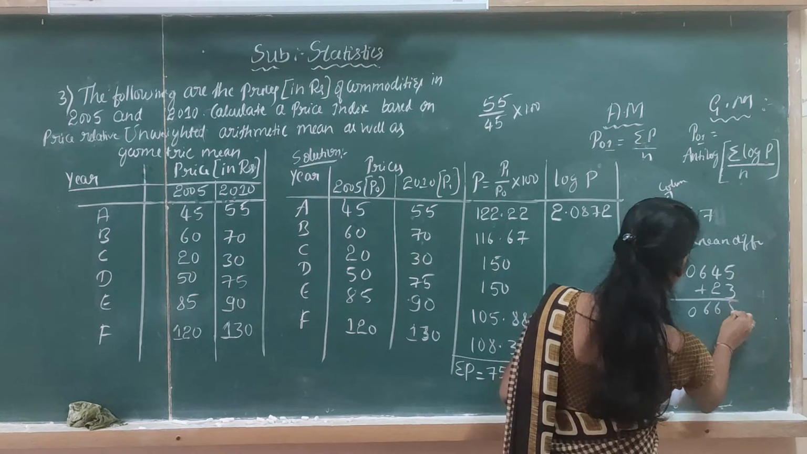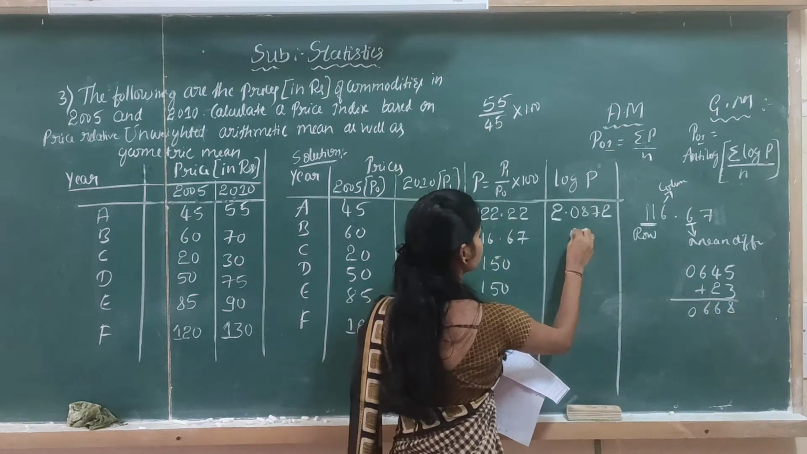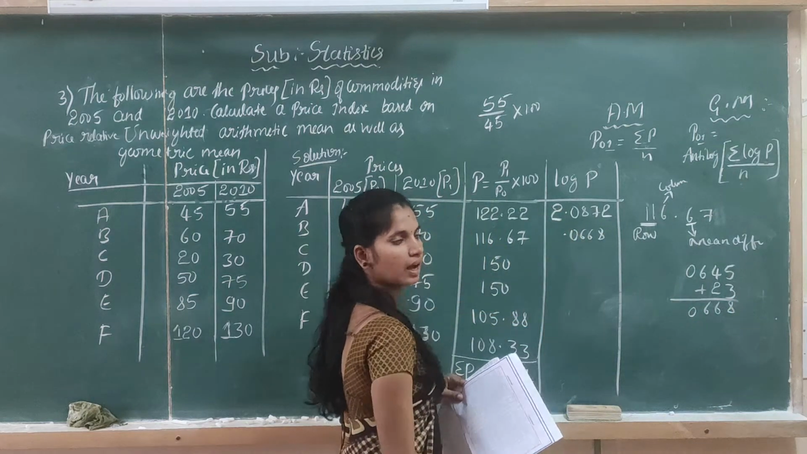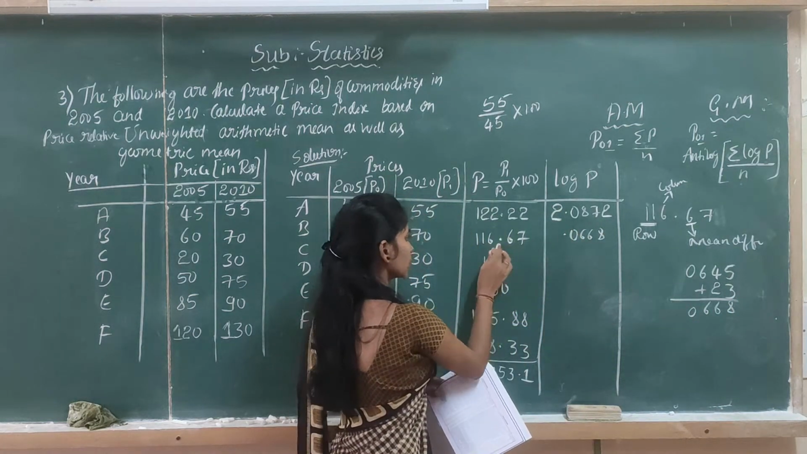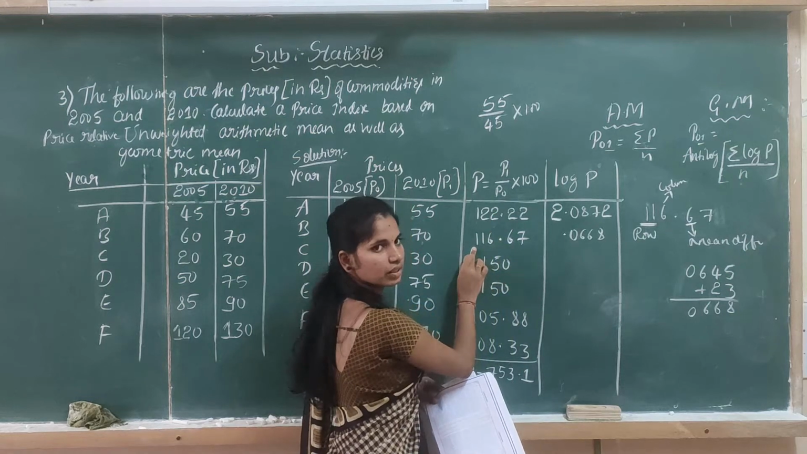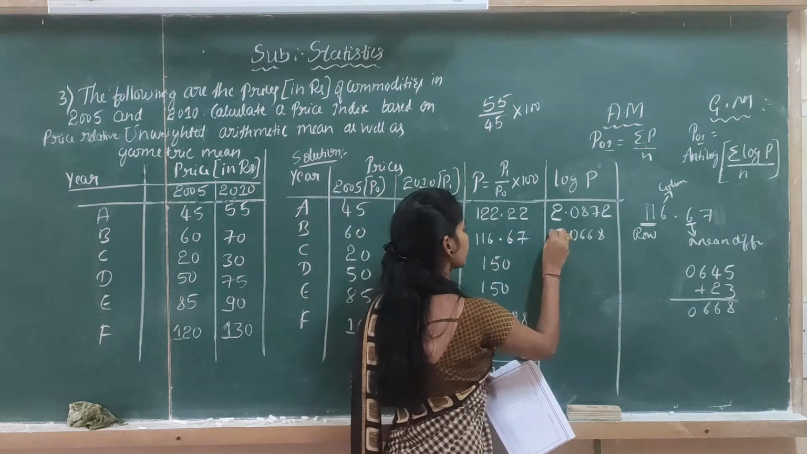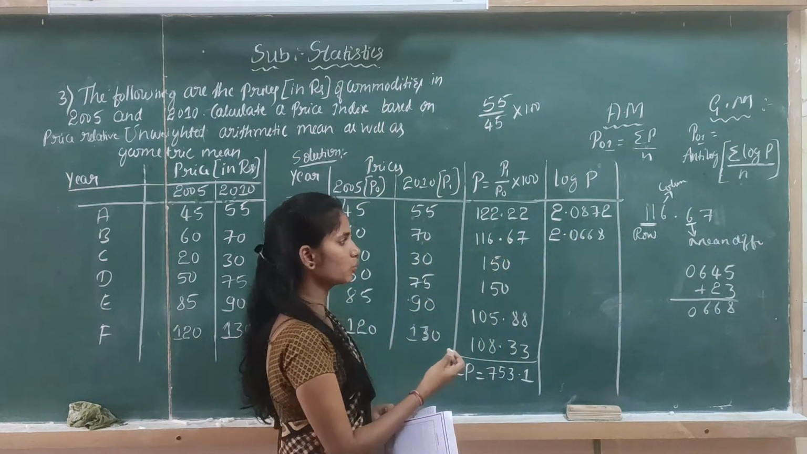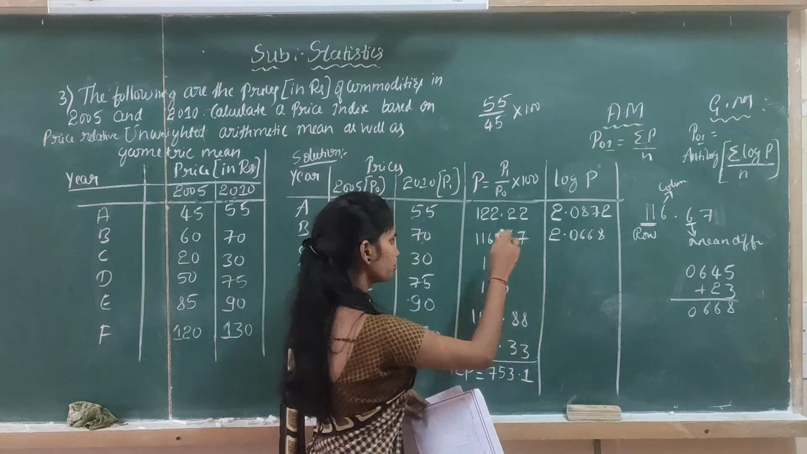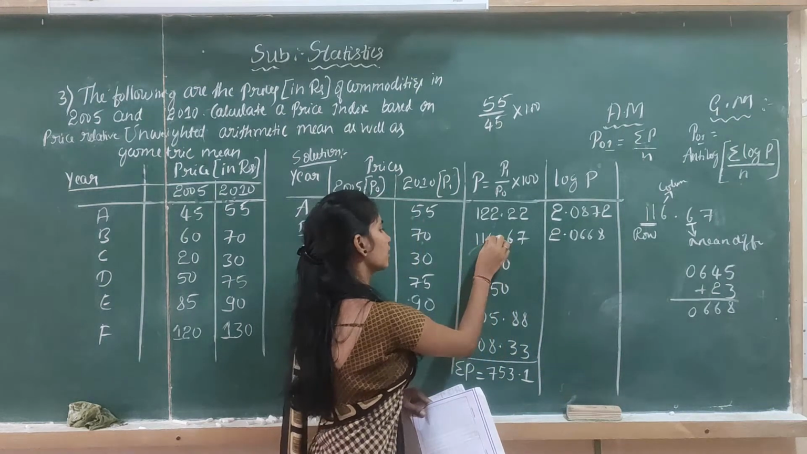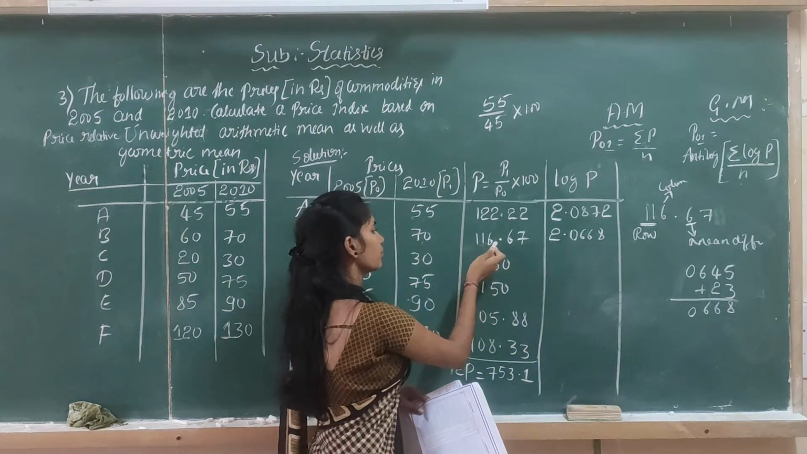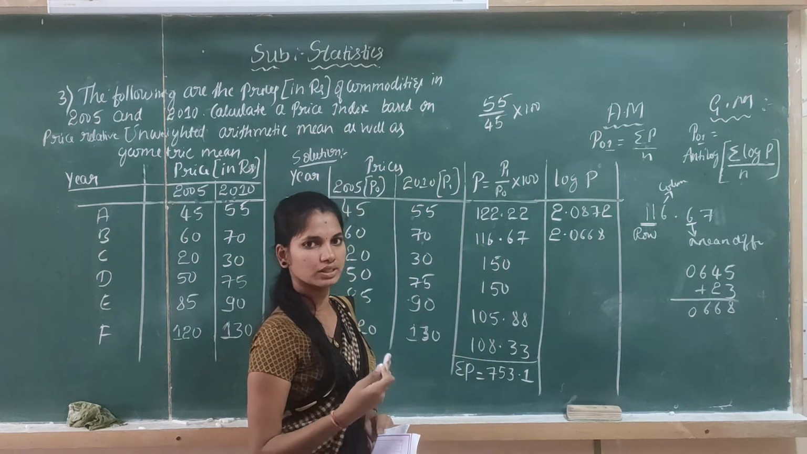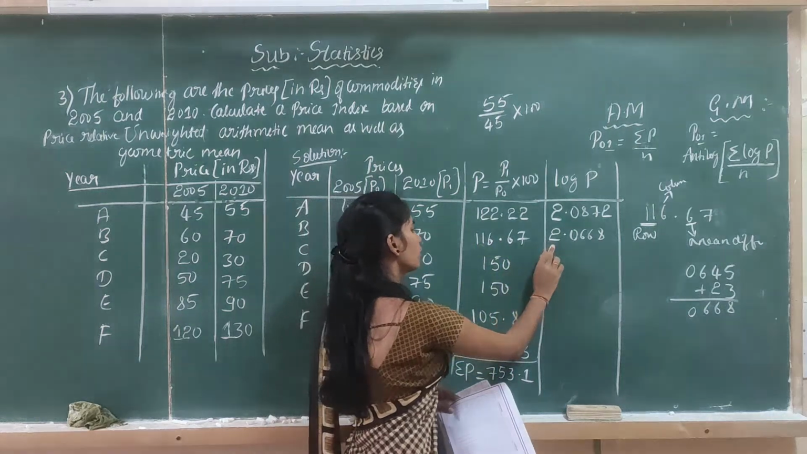0668. You write the same here, 0668. Then put the point here, and here the point's left side is 3 digits. You cancel 1 digit, then write 2. If you cancel 1 digit, the remaining digits are 2, so you write 2. If the point's left side is 2 digits, you cancel 1 digit and the remaining is 1 digit. You may write 1.